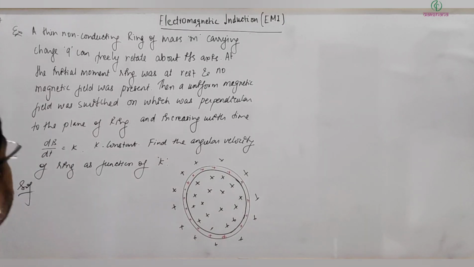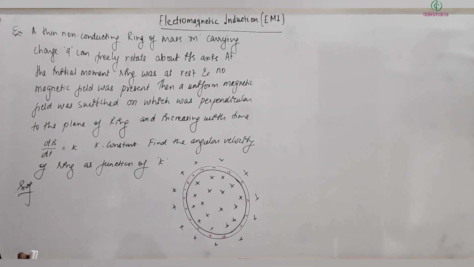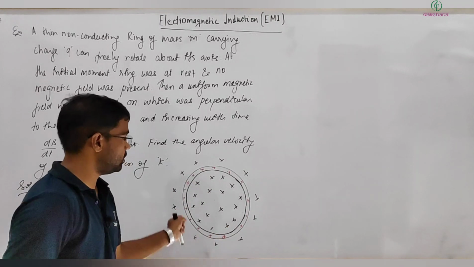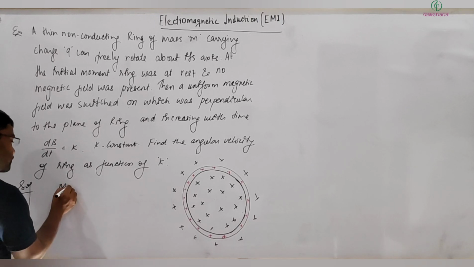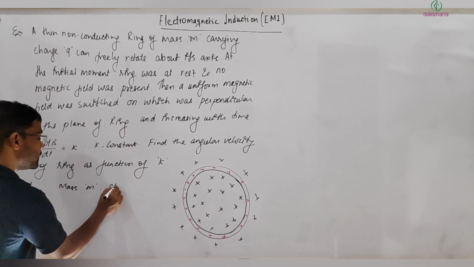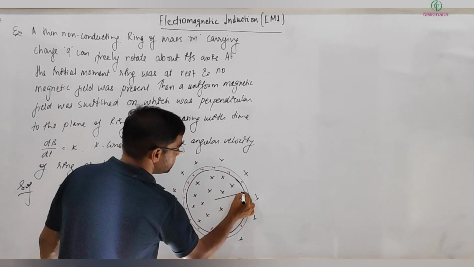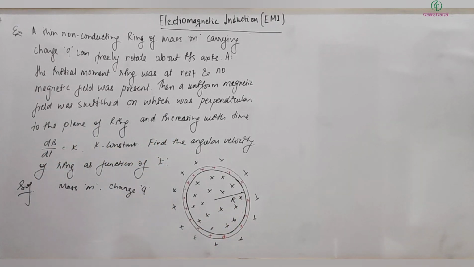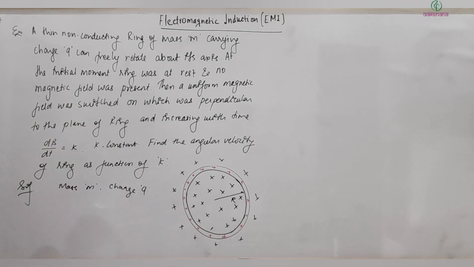Okay, see one problem based on that induced electric field concept. So here we have a thin non-conducting ring of mass M and carrying a charge Q. So the mass of the ring is M, the charge it carries is Q, and let's say its radius is R. At the initial moment, the ring was at rest and no magnetic field was present. Then a uniform magnetic field was switched on, which was perpendicular to the plane of the ring.